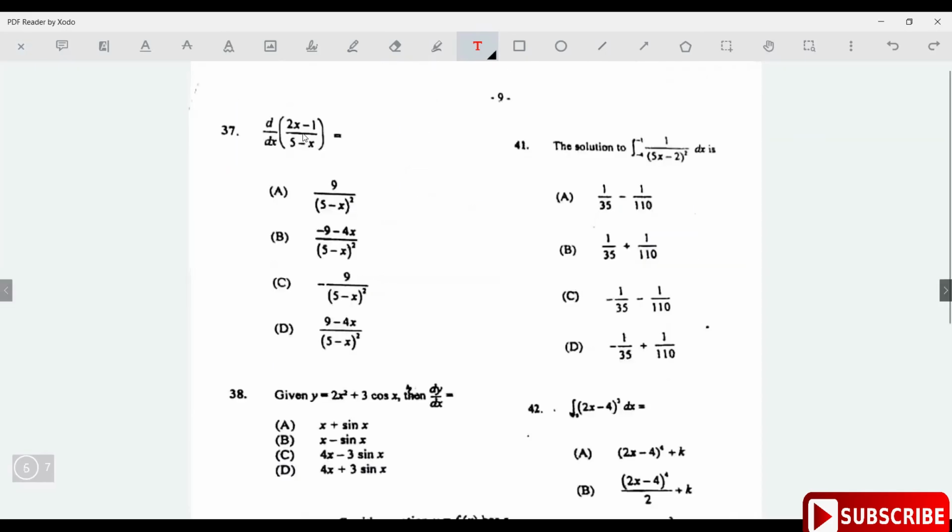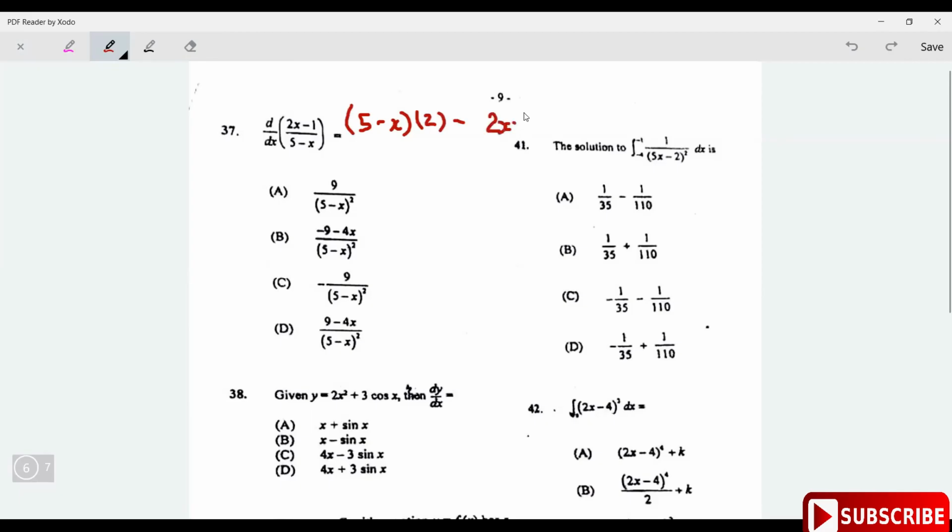Next question. What is d by dx of 2x minus 1 over 5 minus x? To find the differential of this, you start with the bottom, multiplied by the differential of the top, which is 2, minus the top, which is 2x minus 1, times the differential of the bottom, which is minus 1, over the bottom squared, which is 5 minus x all squared.